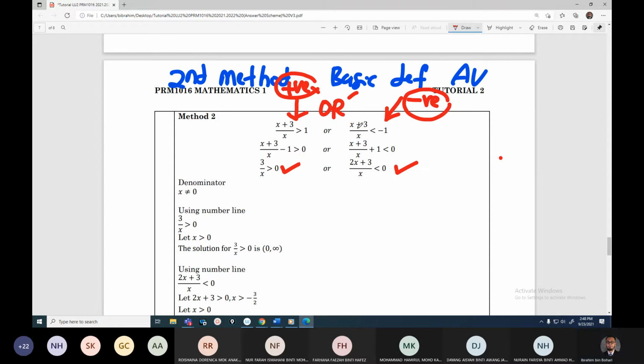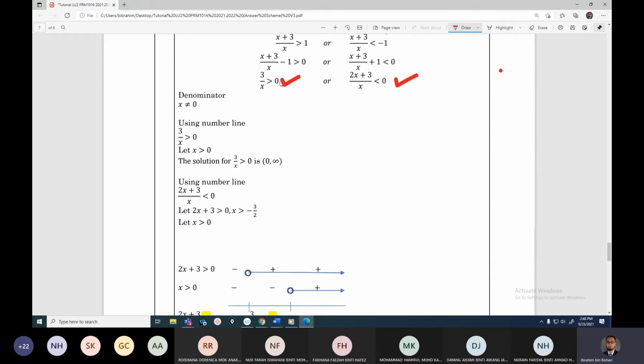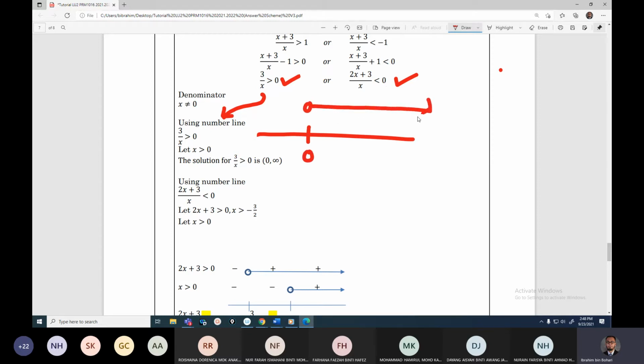Yeah. So you solve the first function, 3 over x here is greater than 0. So you let x here be greater than 0. So here you draw the number line, x here 0. So put the empty circle and here greater than 0. So the solution here is 0 to positive infinity. This is the answer. This one is the first solution.